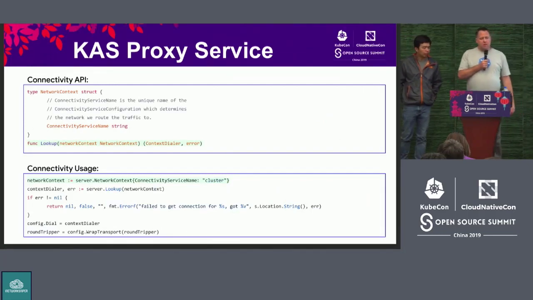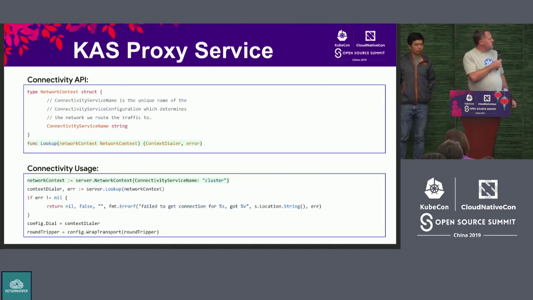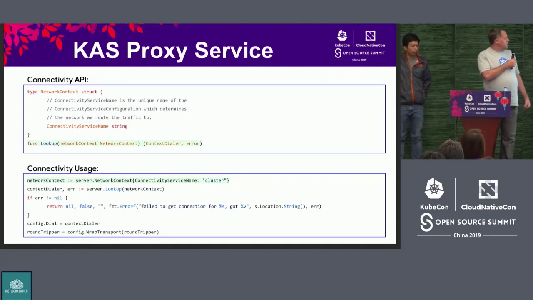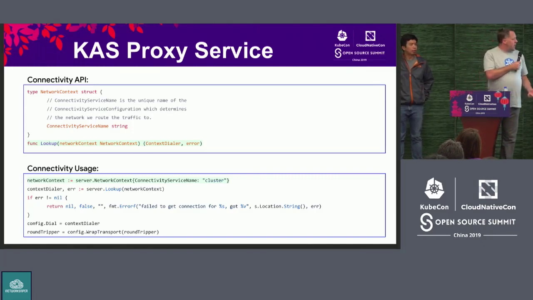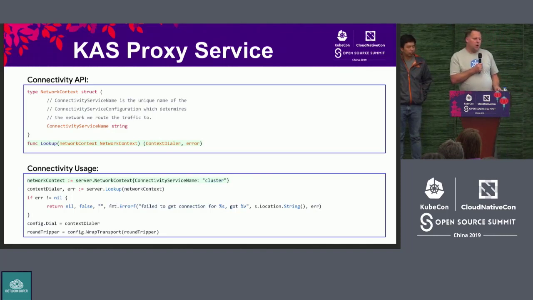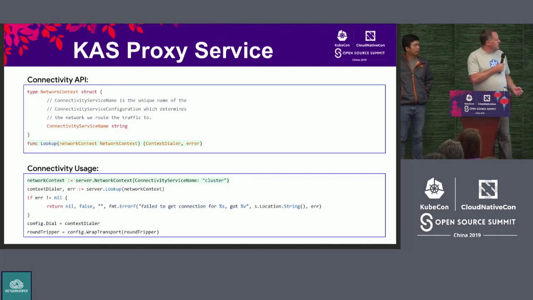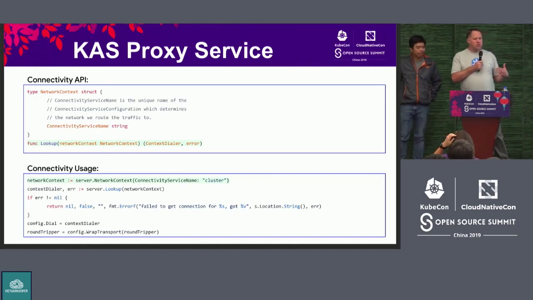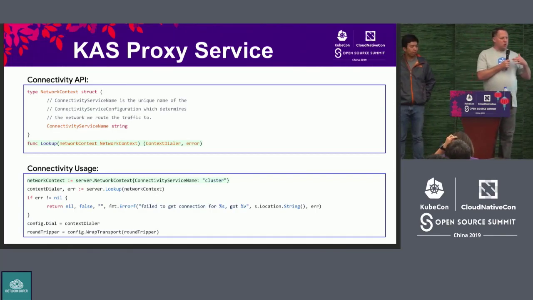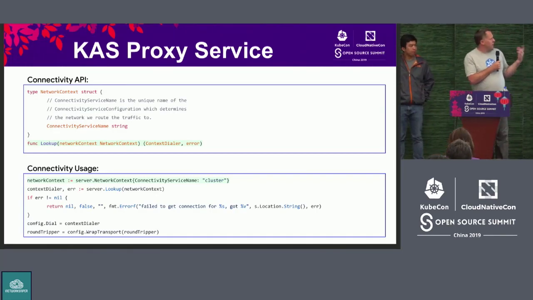All right, so what do the Kube API server code changes look like? The first one is that we start out with this idea of a network context. You set a network context, you ask for a lookup on that network context, and what you get is a context-aware dialer. And if we look at the network context, we're going to see that right now all it contains is a connectivity service name. That's presumably going to be either etcd, master, or cluster. Very simple.